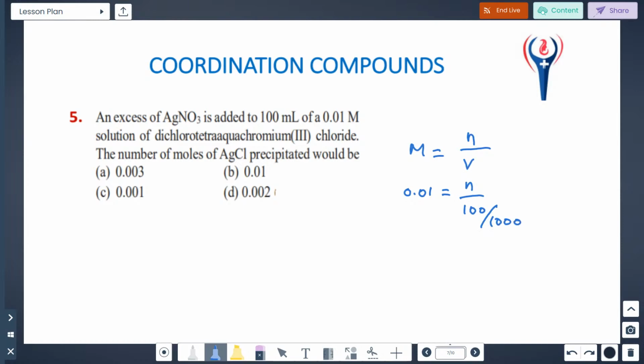Okay, so if you multiply, this will cancel, and it will be 1 by 10, which is 0.1, which is equal to n. So n will be 0.0001. Okay, so the answer will be this answer. Understood? C will be the answer. Just use the molarity formula, because one chlorine is present outside, then just substitute in the molarity formula. That's all. Next one.